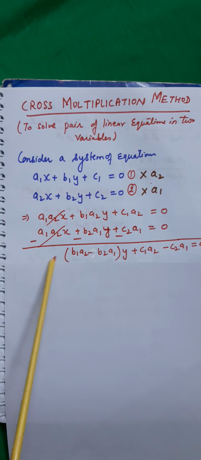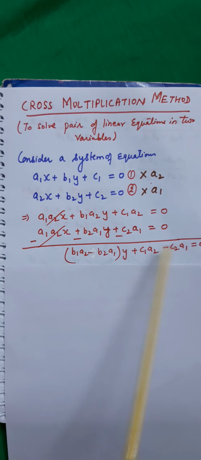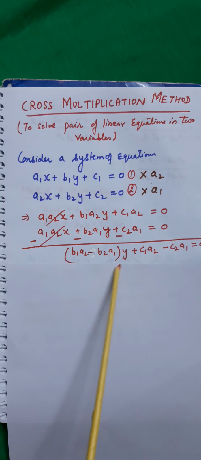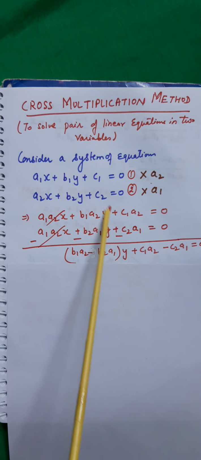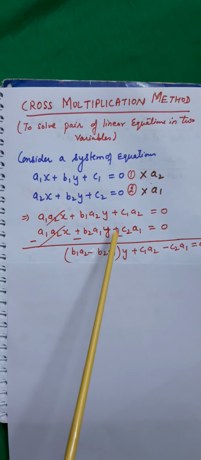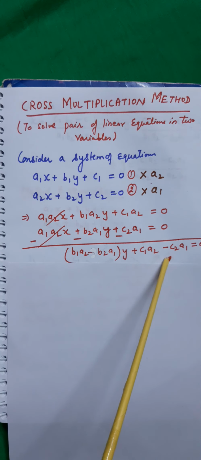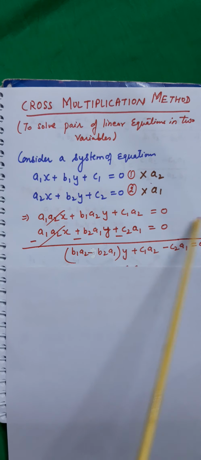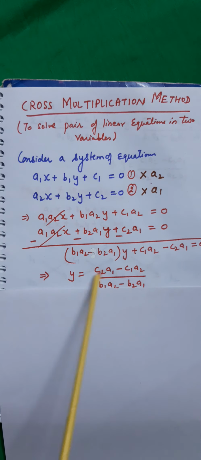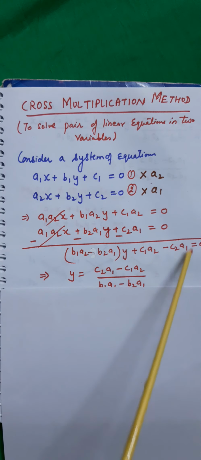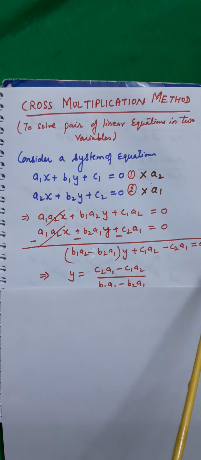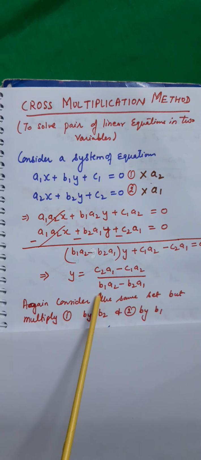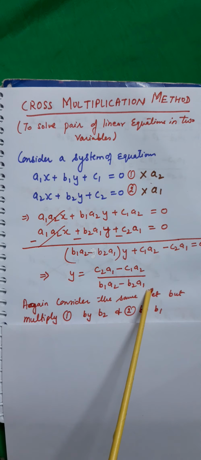These two will get cancelled and I will be left here with (b1a2 - b2a1)y. I have taken y common. This gives me c1a2 - c2a1 = 0. Now shift these two terms on the other side. So I will get y = (c2a1 - c1a2) upon this whole factor (b1a2 - b2a1).